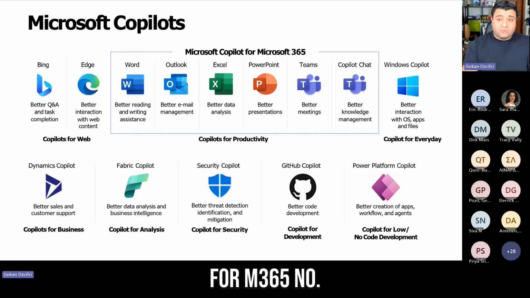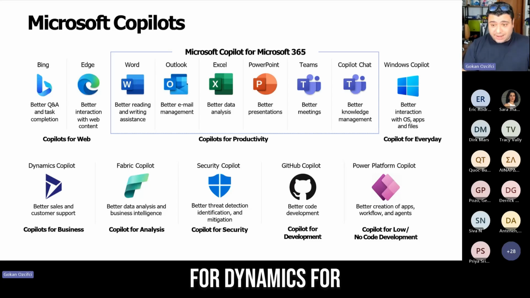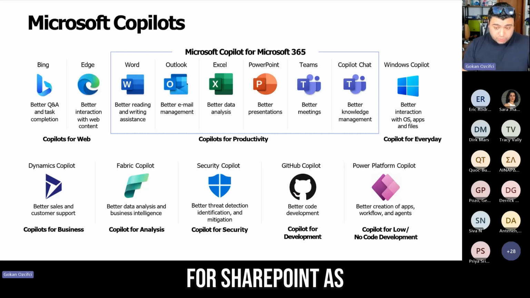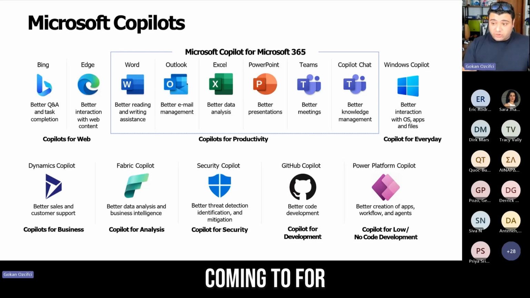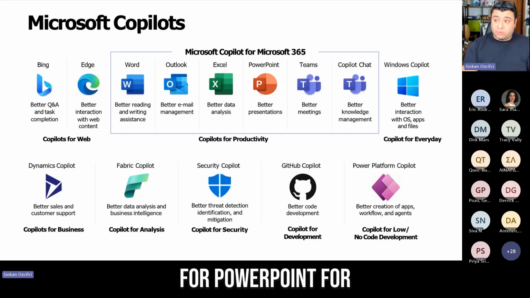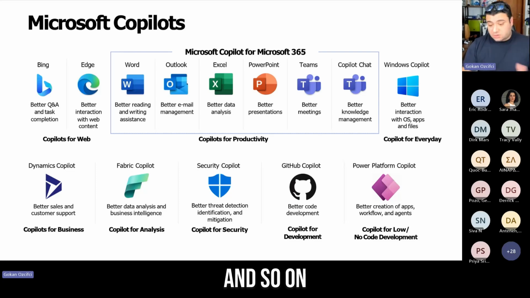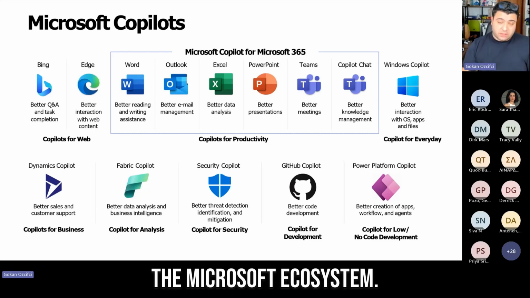And Copilot only for M365? No. Copilot is the next big thing at Microsoft, and you have a lot of Copilots available today for Dynamics, for Fabric, for SharePoint, as I said, it's coming to, for security, for GitHub, for Power Platform, for Windows, for Edge, and so on and so on. So Copilot is playing a huge role within the Microsoft ecosystem.